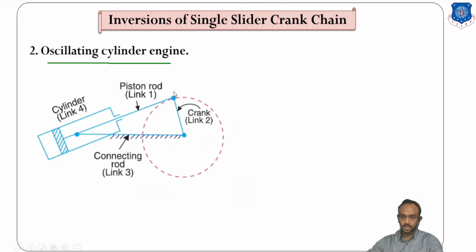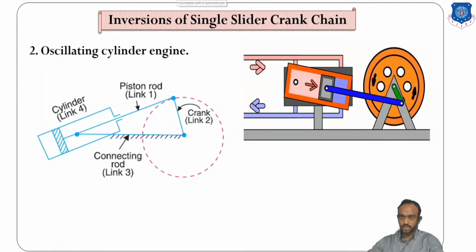In the oscillating cylinder, the piston and piston rod are totally fixed together, so they move together and are counted as link number 1. Link number 2 is the crank. Link number 3 is totally fixed; this link number 3, or I can say this frame, is fixed. And link number 4, which is moving in this case, is the cylinder. The cylinder is moving.